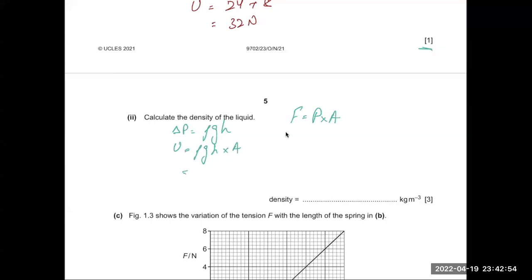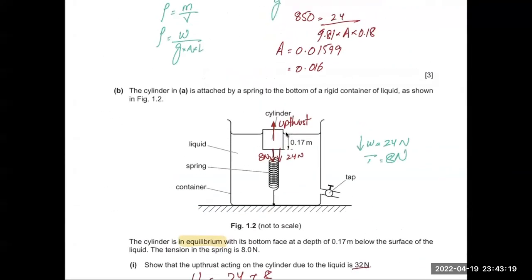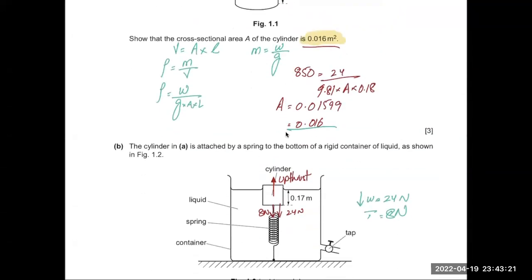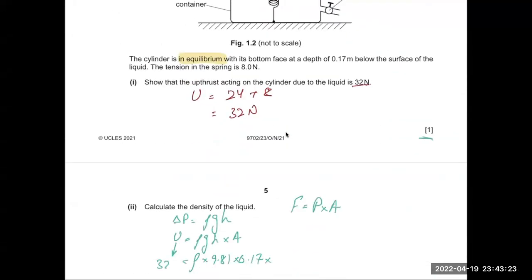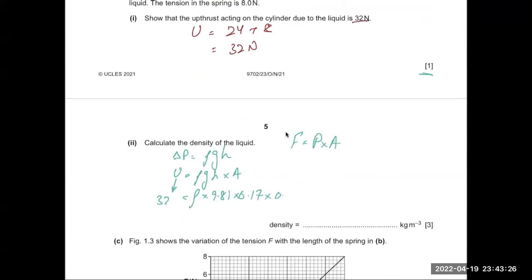All I need to do next is plug in the values. Do we have the upthrust? Yes, we do. Upthrust is equal to 32. Do we have the density of the liquid? No, we don't. That's what they want us to find out. Do we have the value of G, 9.81? Do we have the height of the container? Yes, we have the height of the container. It's 0.17 given in the question. Do we have the cross-sectional area? We found that out in the first part. It's 0.016 meters squared into 0.016.